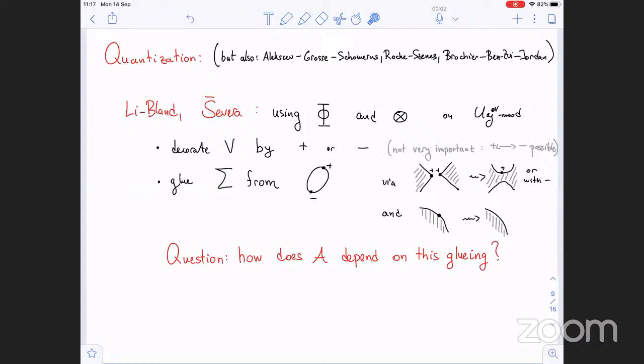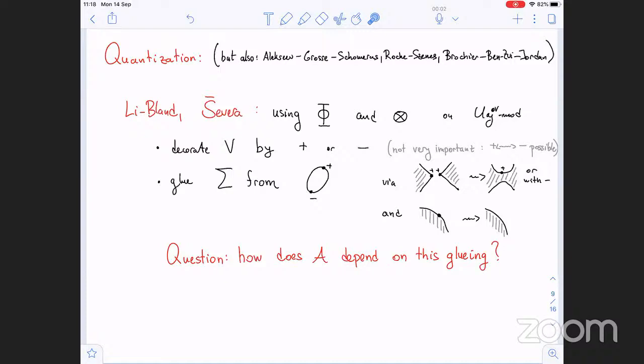So now, really to quantize, I will very briefly describe the procedure by David Li-Bland and Pavel Safronov, but I should mention that there were other works, maybe Alekseev, Grosse, Schomerus and Rossi, Sheng, which were quantizing the Poisson structure on the flat connections. And also there is this approach by factorization homology by Brochier, Ben-Zvi, Jordan. But let me go back to this procedure of David Li-Bland and my advisor.